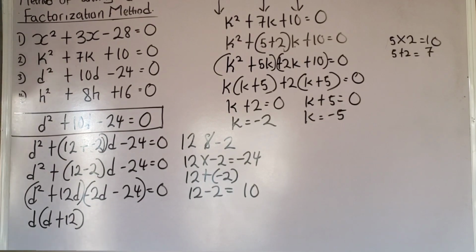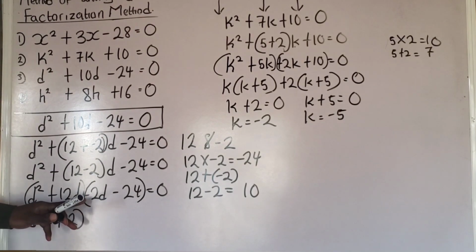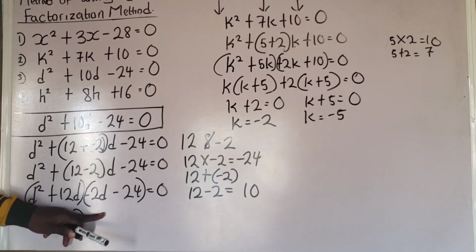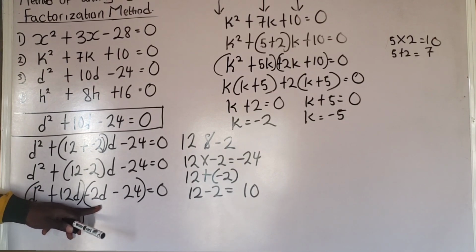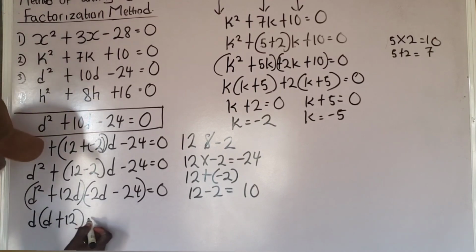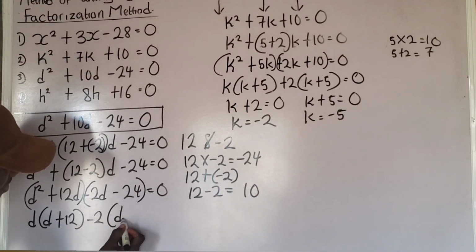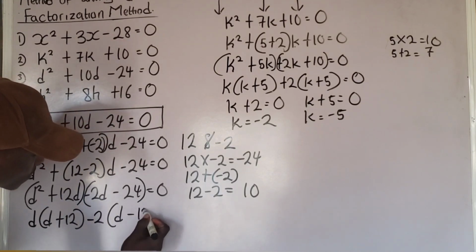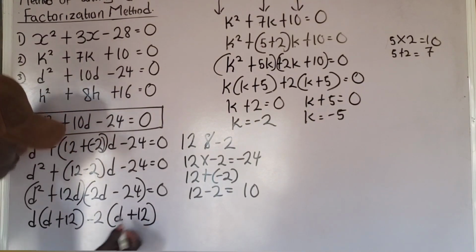Okay. Now what is common in the second bracket? I'm going to factorize what is common. What is common between negative 2d and negative 24? The answer is negative 2. So I'm going to have negative 2 into bracket d. Are you paying attention? Minus 12. Okay? Oh, it is positive 12 now.